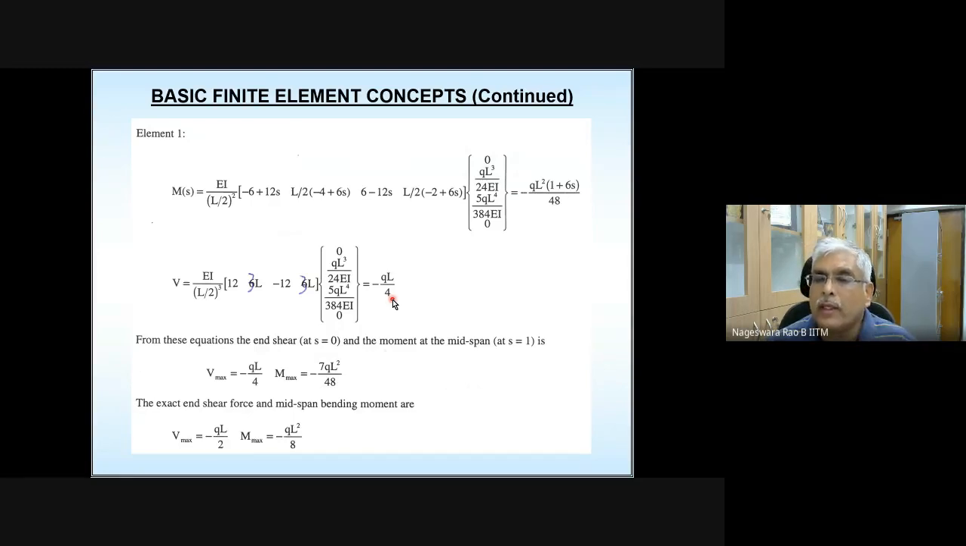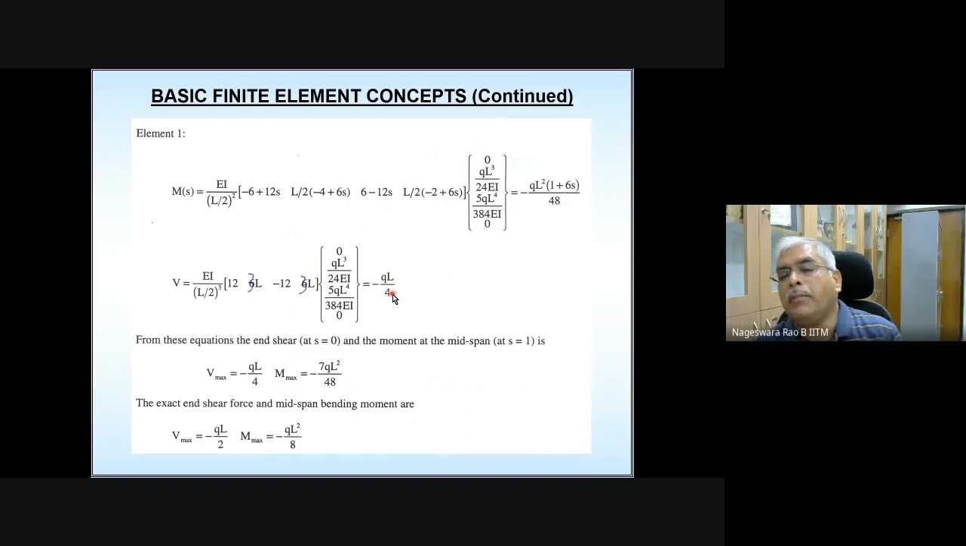And you can see here how the bending moment is varying with respect to s. It is varying linearly with respect to s. But for a uniformly distributed load, we know that the bending moment is going to be quadratic in variation. So that is the issue here. Anyway, take a note of this bending moment at any point in element 1, and shear force at any point in element 1. Shear force at any point is constant, minus QL divided by 4.